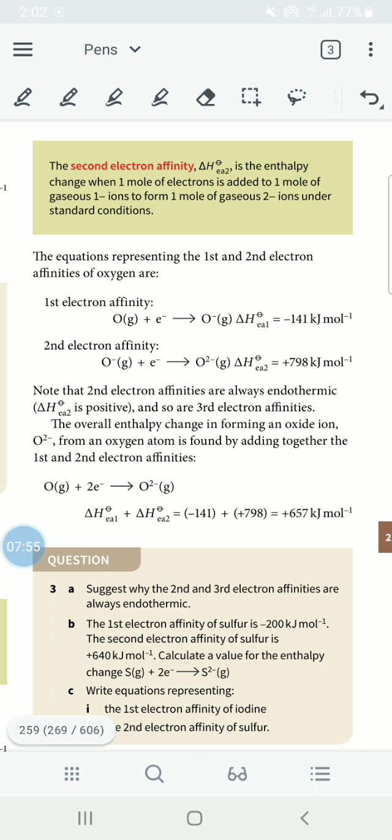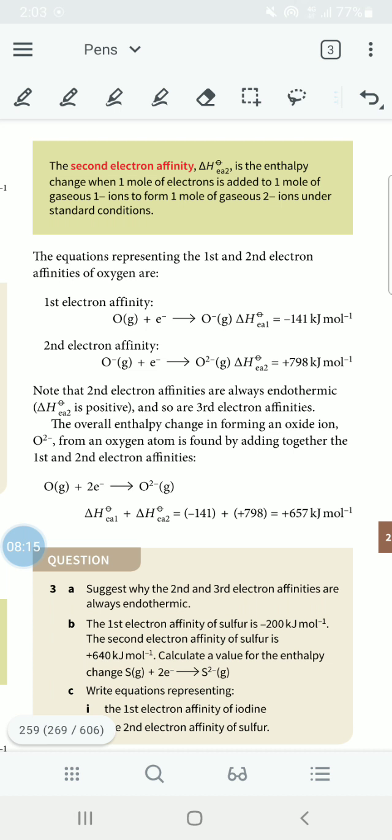And the third electron affinity is then the addition of 1 mole of electrons to 1 mole of gaseous 2− ions to produce 1 mole of gaseous 3− ions under standard conditions, right? So on and so forth.